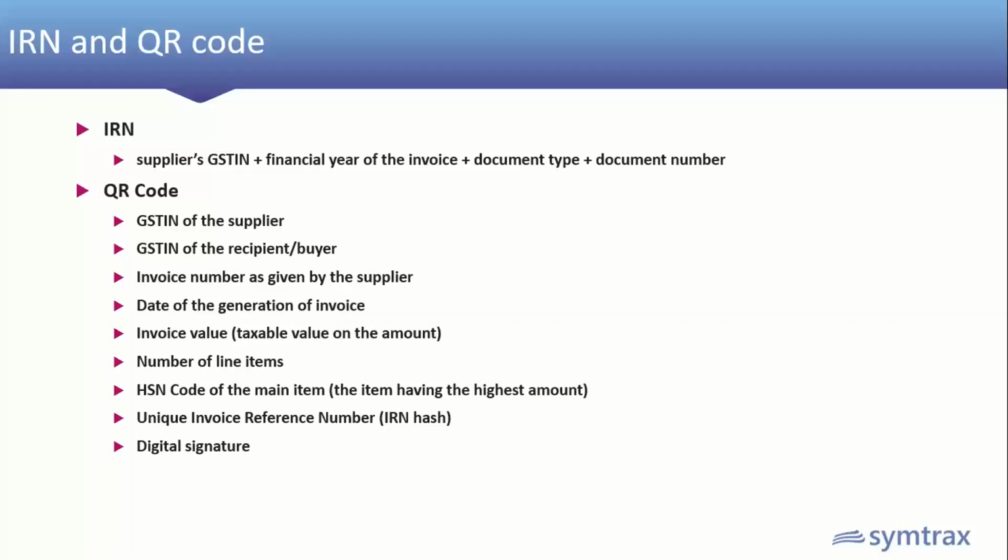The QR code also consists of some fields which are captured from the documents. In this case, details of both the parties, the buying and selling ones, are captured. So the GST of the supplier, the GST of the buyer, the invoice number, the date, invoice value, line items, HSN, the IRN hash, and the digital signature to lock or protect this data will be a part of the QR code.